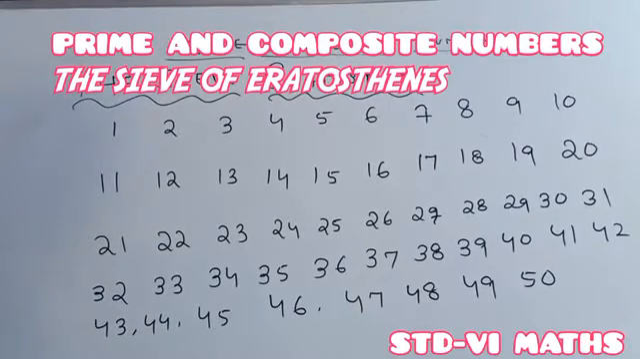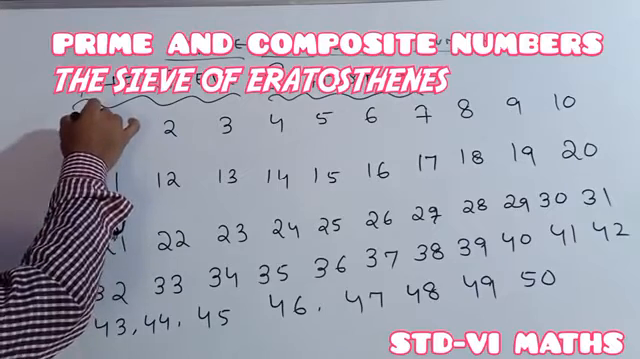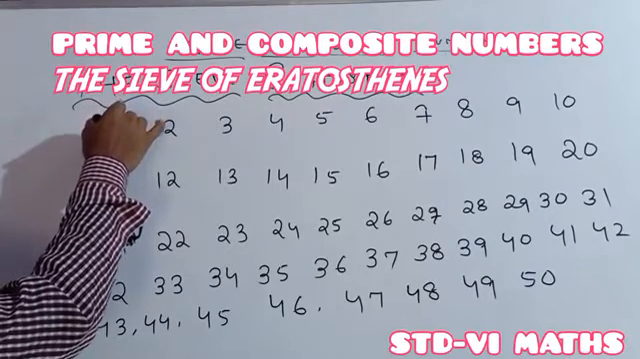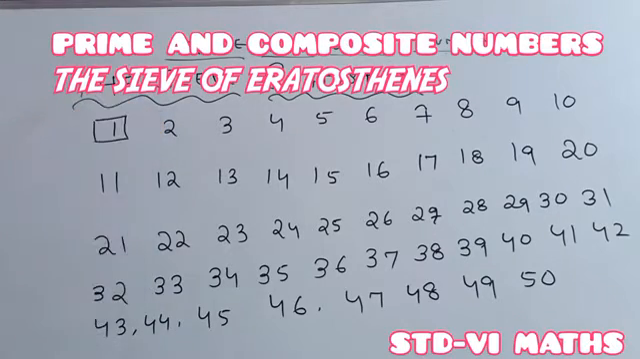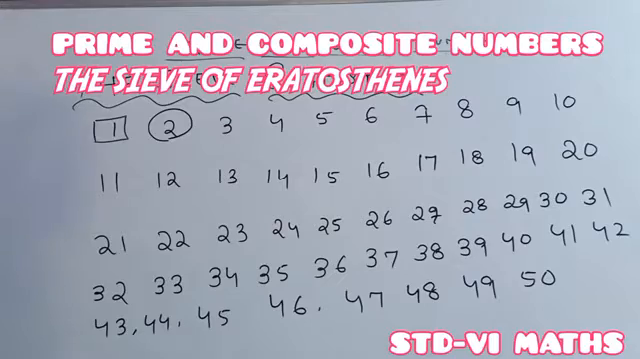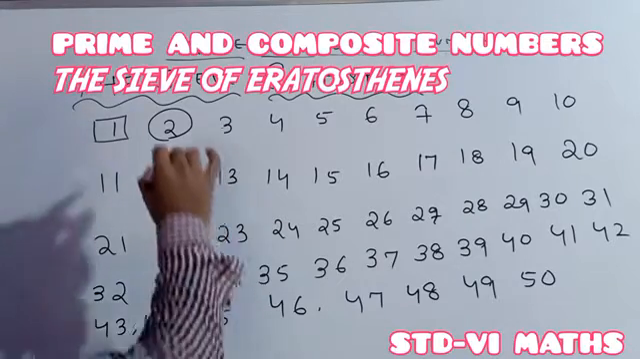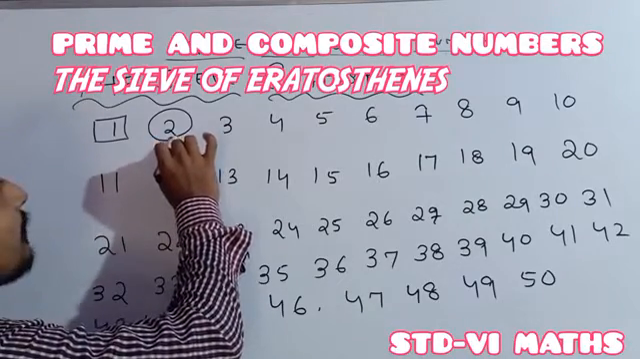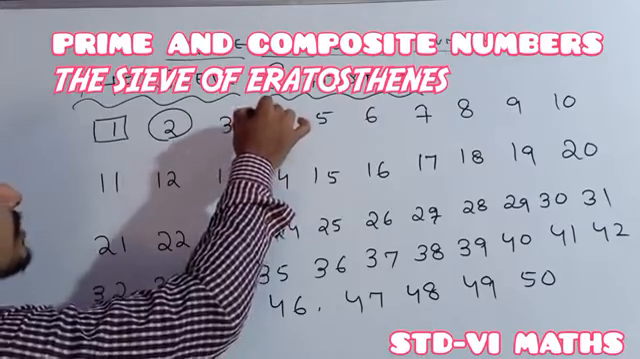See, everyone, this one you know very well: 1 is the special number, so keep it within the box. 2 is our prime number, we know very well, 2 is the first prime number. Then after, whichever numbers are multiples of 2, you just have to cross.